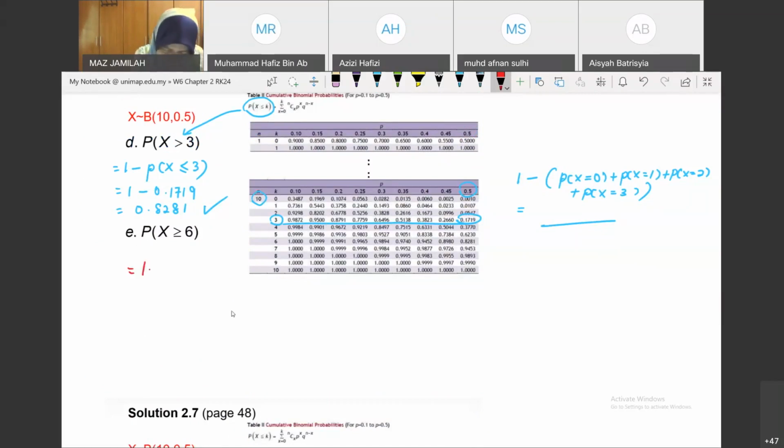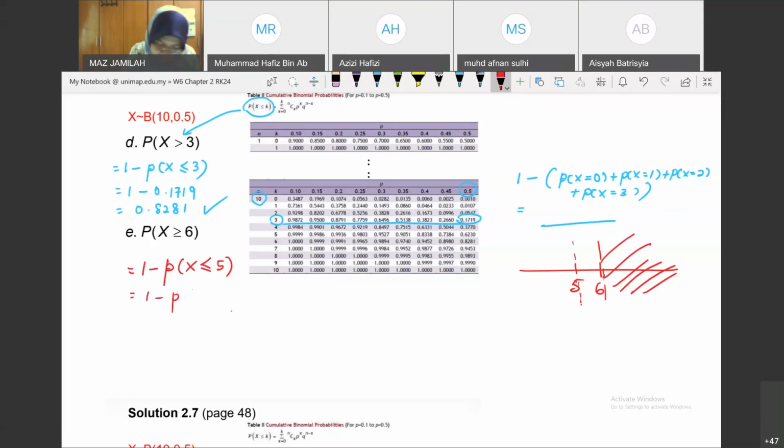Hold on. Since 6 is included, greater than or equal to 6 means that you are looking for this one. So it will be 1 minus P(X ≤ 5), because 6 minus 1 is 5. The answer is 0.6230. What was the answer just now? Who gave me the answer?